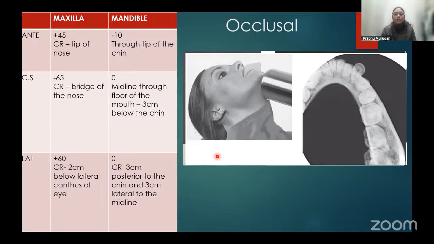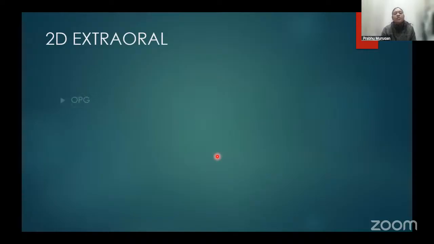Remember the angulations alone, and you should know when you have to use which type of projection. So when it comes to your 2D extraoral radiographs, we have your OPGs, your cephalogram, your skull radiographs, and your 2D ultrasound. Ultrasound is one X-ray that exists in both 2-dimensional as well as 3-dimensional X-ray.